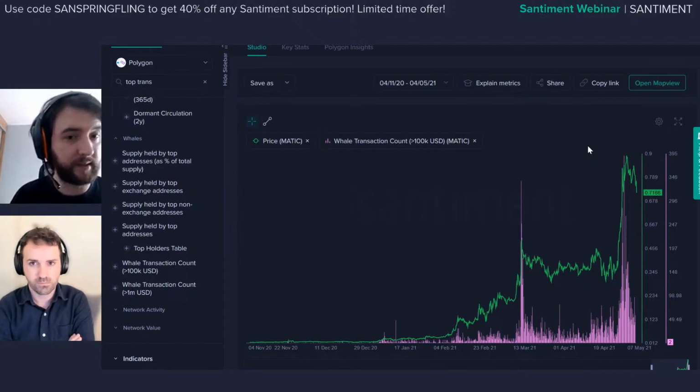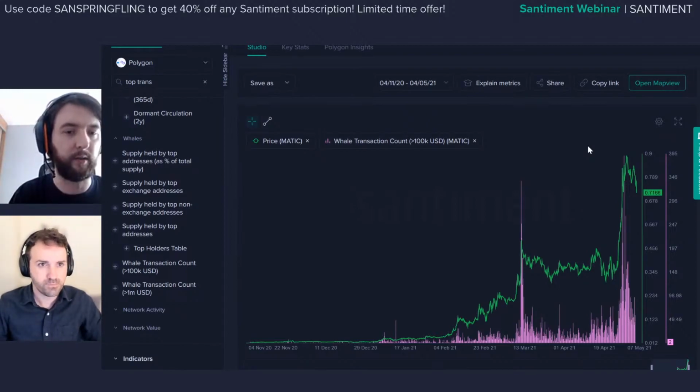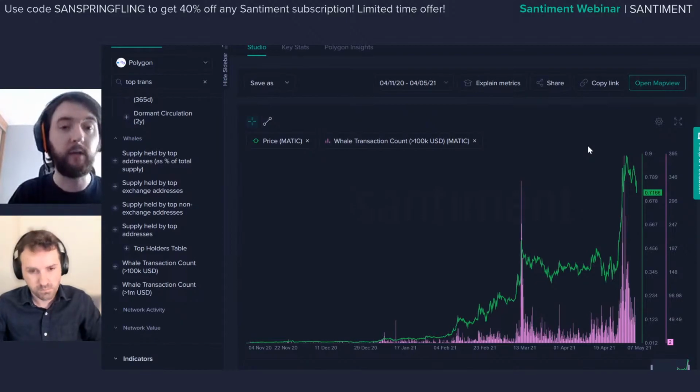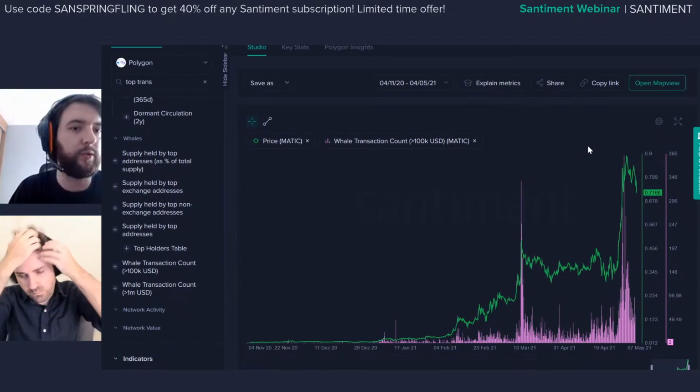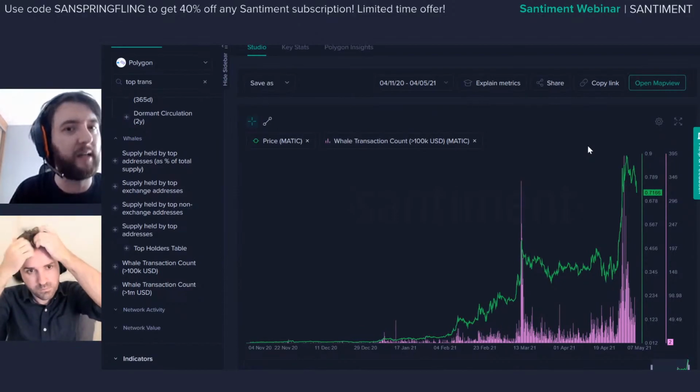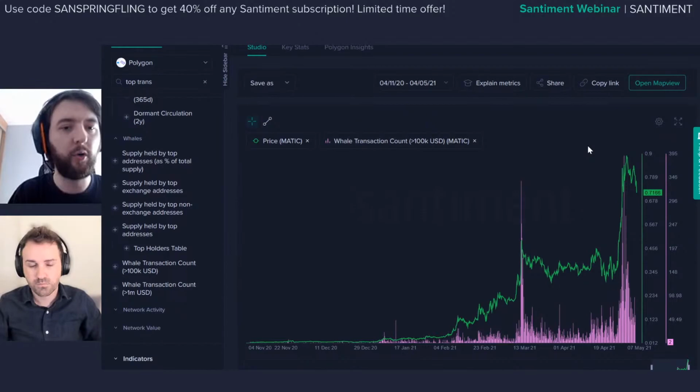This, from a behavioral standpoint, seems to make a lot of sense because it would seem to indicate that a big count of large addresses are starting to move their coins on the blockchain to take advantage of the rally, to claim some profits and reduce their exposure and mitigate some of their risk, right?